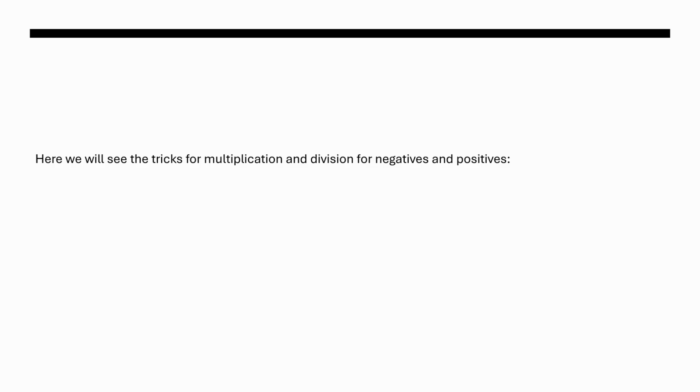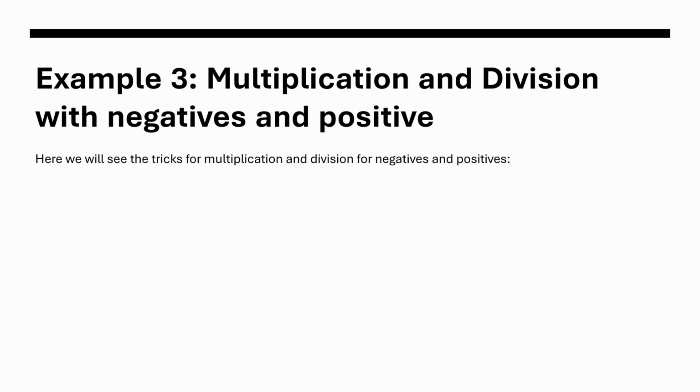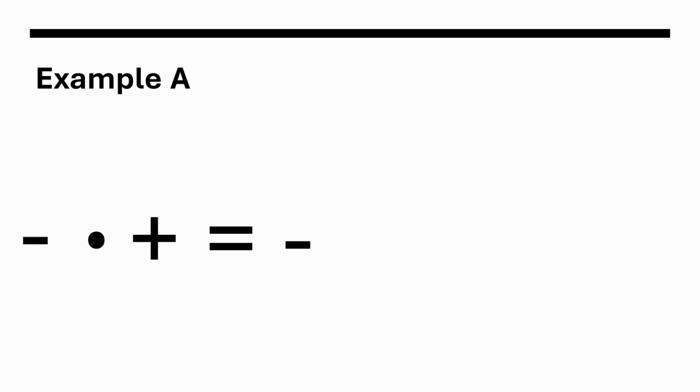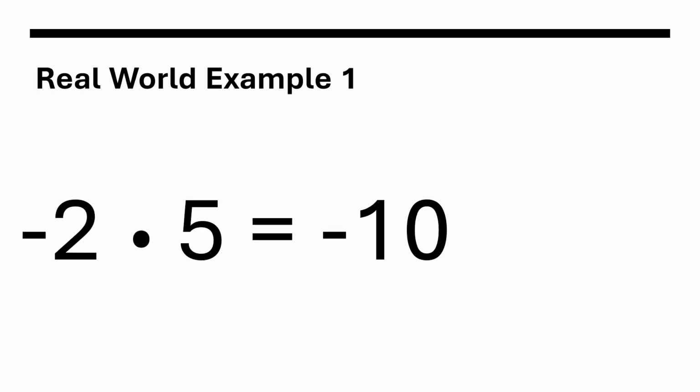Here we will see tricks for multiplication and division for negatives and positives. This is example 3, and let's get going. Example A: a negative times a positive would always equal a negative. A positive times a negative would always equal a negative. A positive and a positive would always equal a positive. A negative and a negative would always equal a positive. And we're talking about both multiplication and division. So everything you can see here applies to both multiplication and division. We will probably have another video about positives and negatives with division.